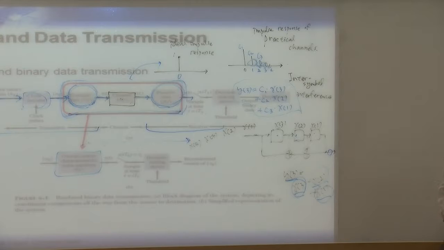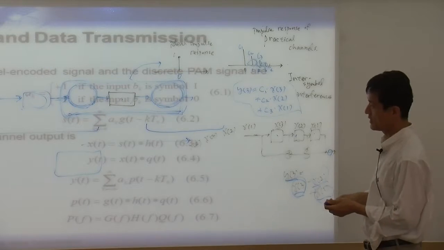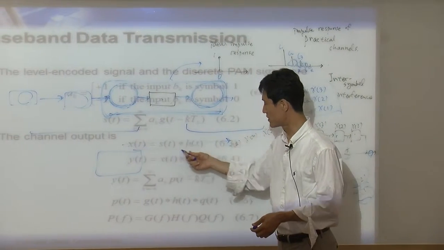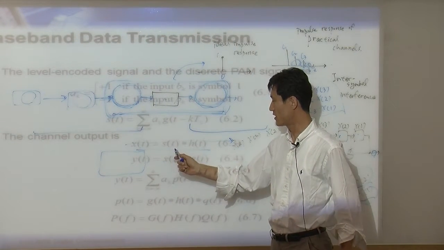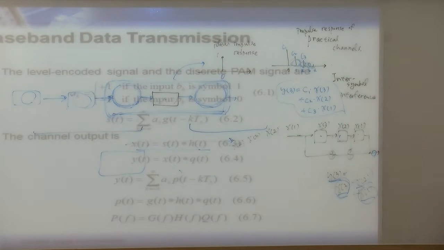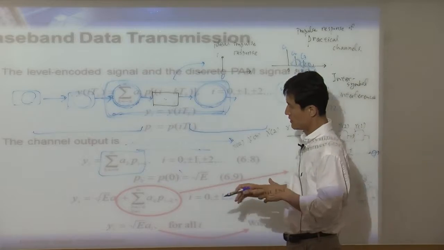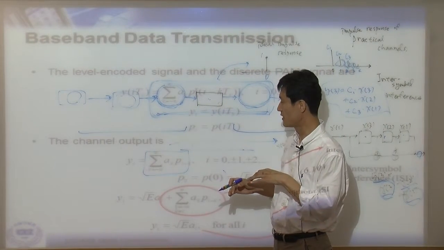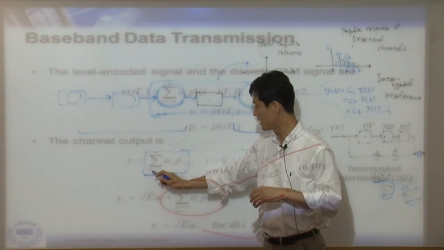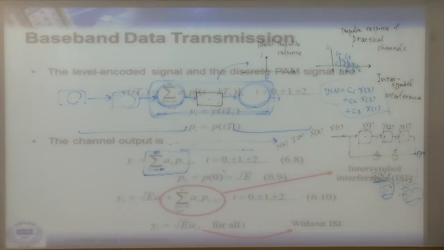Here are some equations, but they basically tell you the relationship between the input and output. Each one is just a convolution: x(t) is the convolution of s(t) and h(t), and so on. That's the simple relationship between input and output from the previous picture. What you want to remember here is that, based on the definition of convolution, every convolution has a summation from minus infinity to infinity.